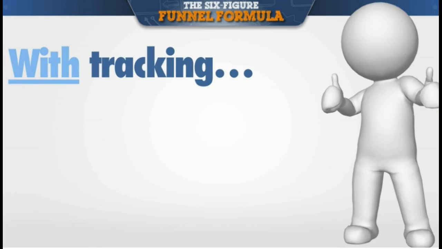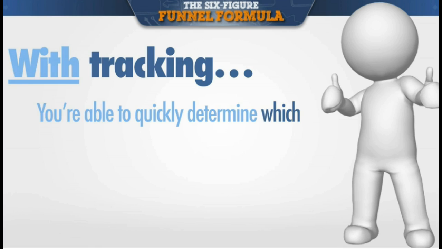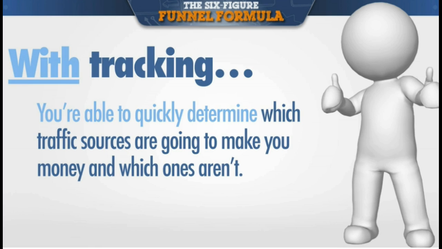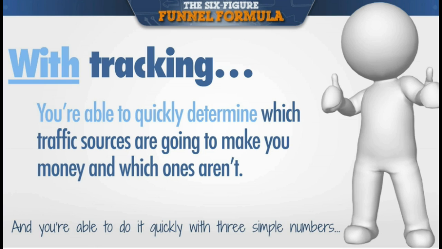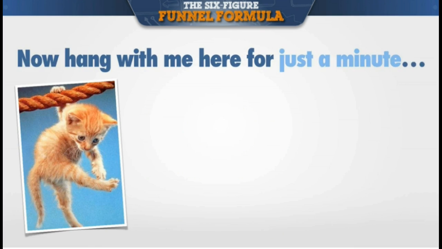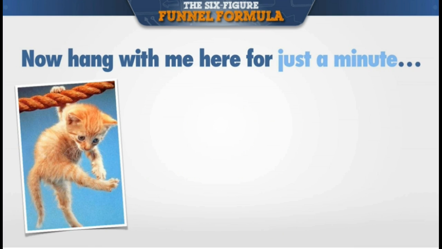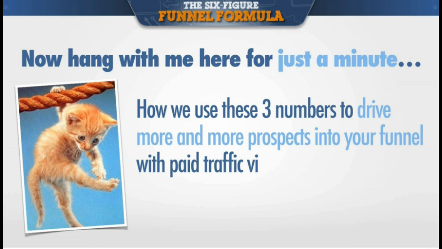Now, when you are tracking, and you're tracking properly, you're able to quickly determine which traffic sources are going to make you money and which ones aren't. And you're able to do it quickly with 3 simple numbers. Now, hang with me here for just a minute. I know that talking about numbers might seem a little complex or even boring, but I'll show you in just a minute how we use these 3 simple numbers to drive more and more prospects into your funnel with paid traffic virtually risk-free.